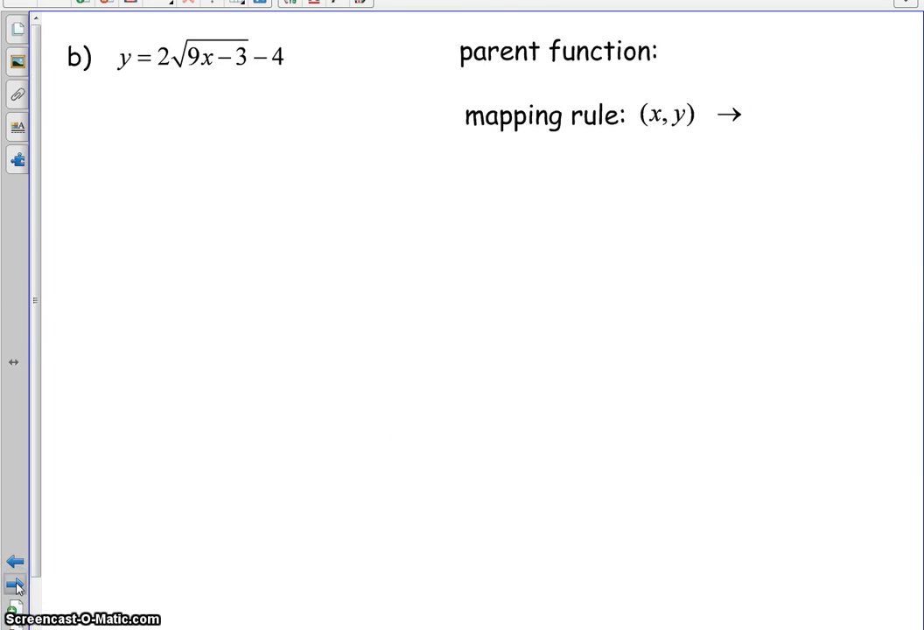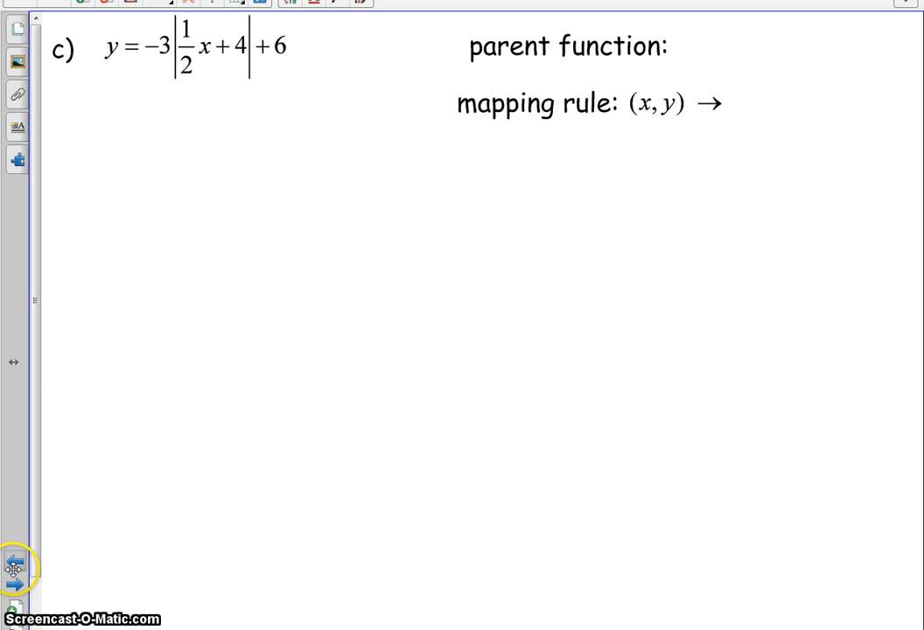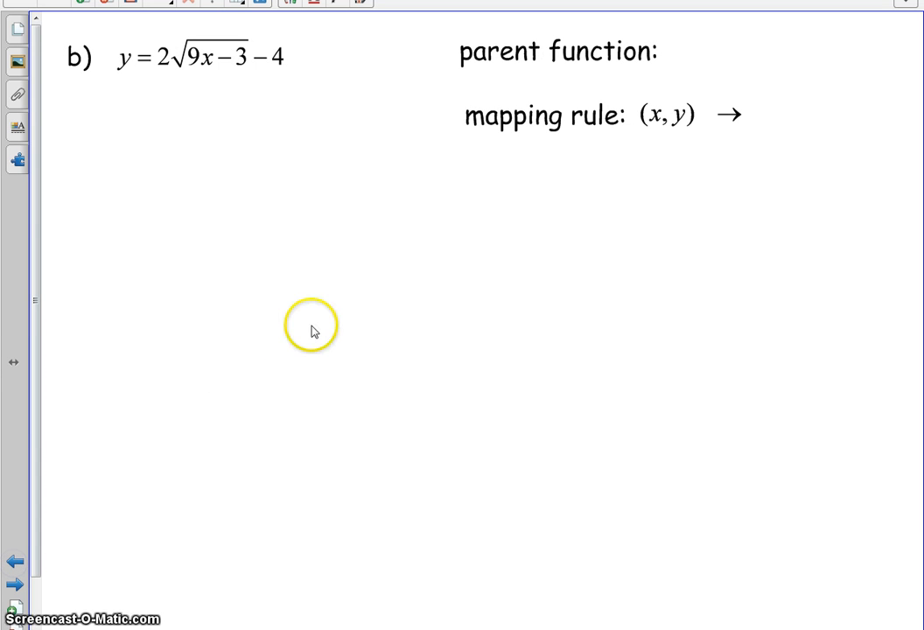Okay, so what I'd like you guys to do now, there's a couple more here. There's one with a square root function, one with an absolute value function, before we get into doing the homework. So I'd like you to try doing these on your own first. With each one, identify the parent function, try and create your mapping rule, and look for some key points you can use to generate a new graph. Try those on your own, and push play when you're ready to go through them together.